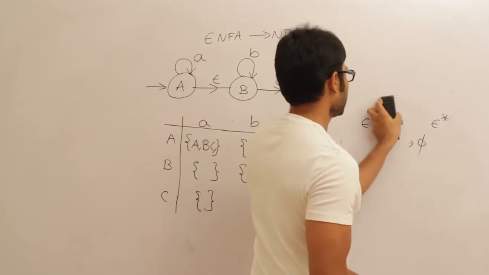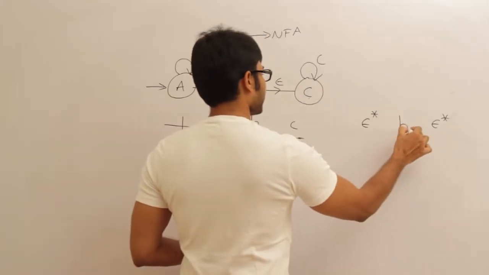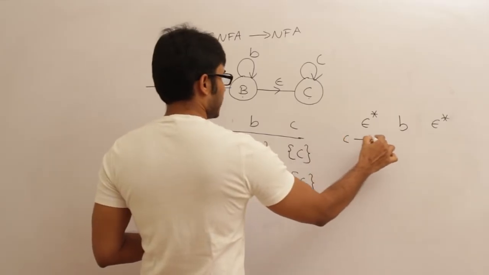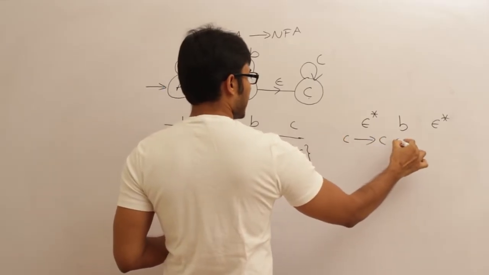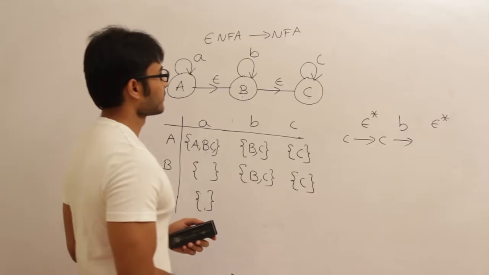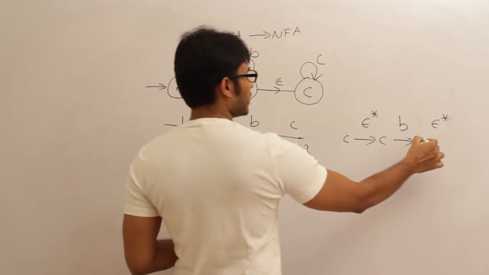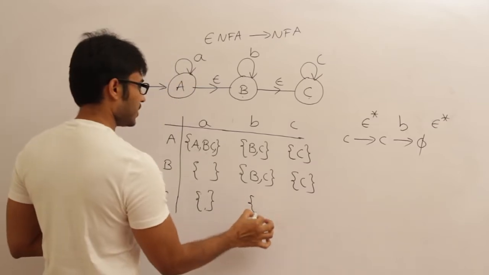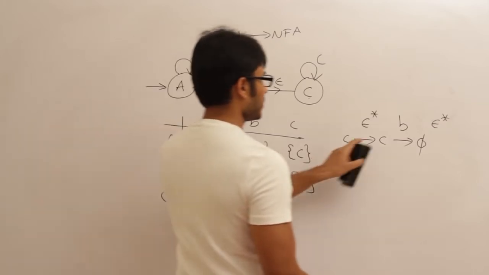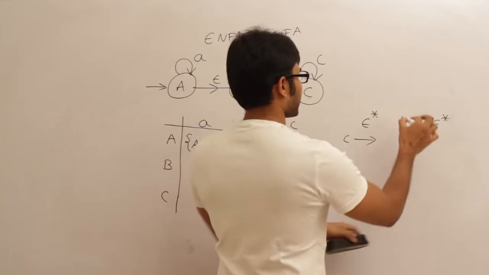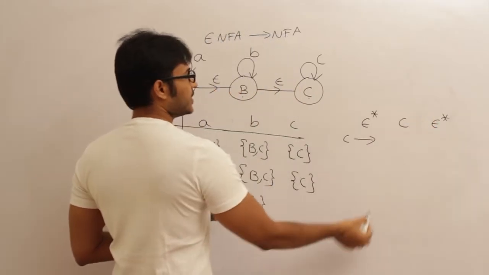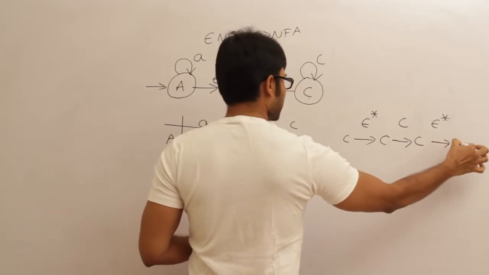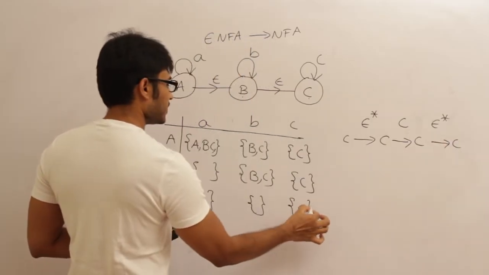Next thing is capital C on b. What is capital C on b? Epsilon closure of C is C itself, and capital C on b is going to be phi. Therefore everything is going to die, empty set. What about C on c? Epsilon closure of C is C, and C on c is going to C, and again the epsilon closure of C is C. Therefore this is it.